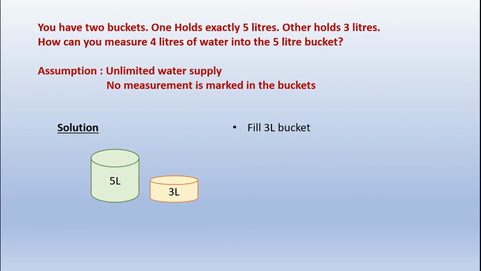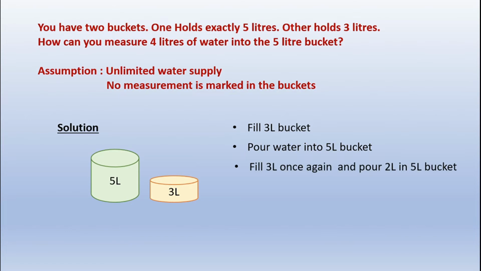So first you should fill the 3-liter bucket. Then pour water into the 5-liter bucket. Okay. So then you know there are 2 liters remaining in the 5-liter bucket. So once again fill the 3-liter bucket and pour 2 liters into the 5-liter bucket. Now 1 liter is remaining in the 3-liter bucket.